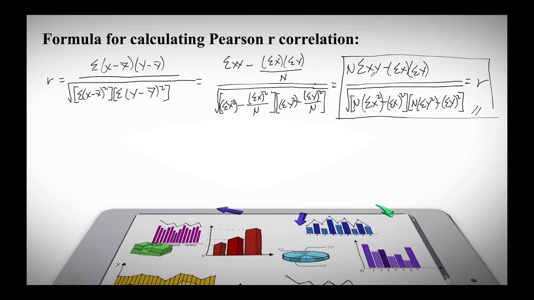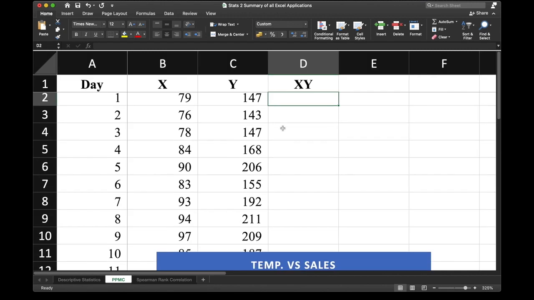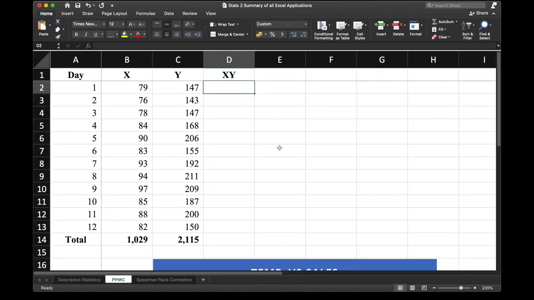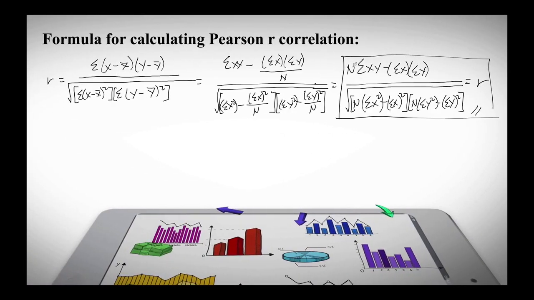So, next. Summation of x times y. We don't have the summation of x times y. Let's compute for the summation of x times y. Meaning to say, i-multiply lang po natin yung value ng x and the value ng y. So, let's have here the multiplication. Equal sign, 79, then times this cell. And copy-paste, ayan na po lahat ang value ng x times y. Okay? Ano pang need natin? Okay na yung denominator, no? So, we will also be needing the summation of x square.